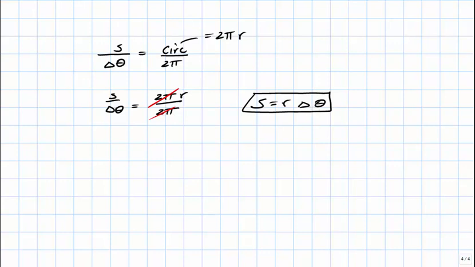Now, one thing I would like to note is that when we use this relationship, we are obligated to enter delta theta in radians only. Degrees cannot be used in this relationship. So delta theta must be entered in radians only.